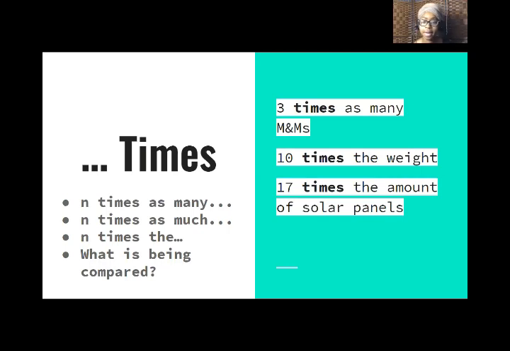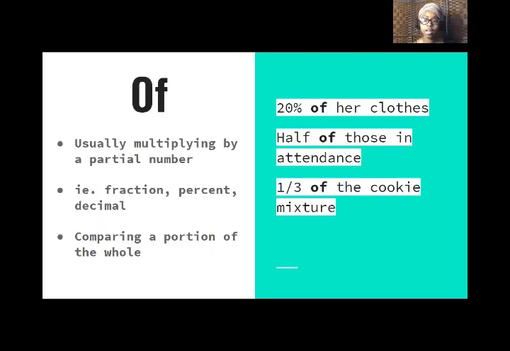The word of is a comparison word, in my opinion. So we're usually multiplying of by a partial number, and that would be a fraction, a percent, or a decimal, and we're comparing a portion of the whole. Okay, so let's look at some examples. 20% of her clothes. Okay, so we have all of her clothes, right? 20% of them she's donating.